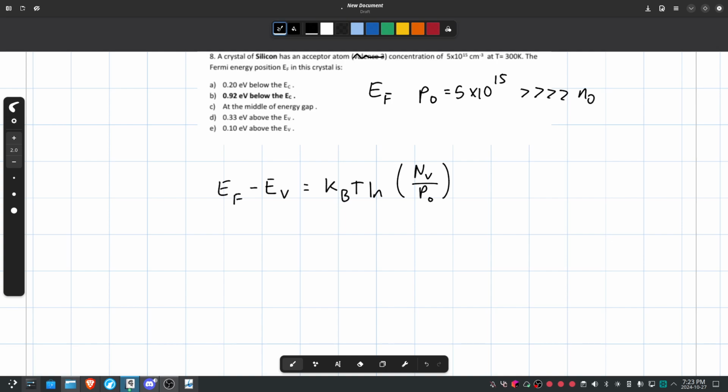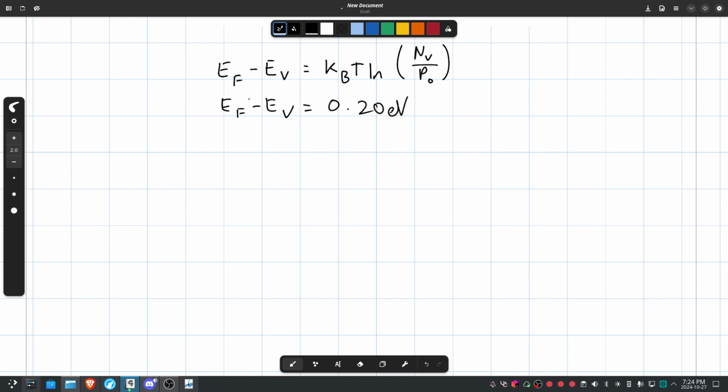Okay, so this is silicon. We know it's 300 K, so E_F minus E_V is 0.026 times ln, we could just put it in our calculator, you know how it is. 0.026 ln of N_V, you can find on your formula sheet for silicon at 300 K is going to be 1.04 times 10 to the 19 over 5 times 10 to the 15. We are going to get 0.1920 eV.